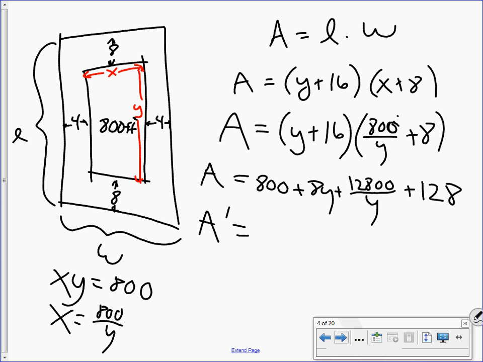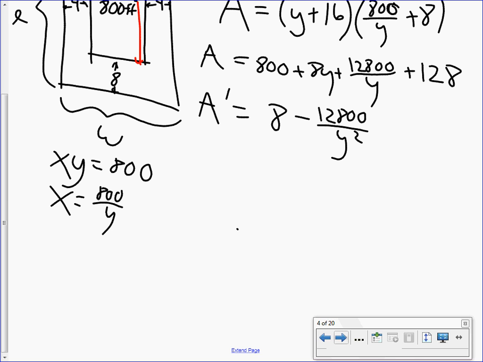How about for the 8y? 8. What about the derivative of that? Nice. All right. And we set this equal to, we want to get a min or a max, so we set the derivative equal to 0.